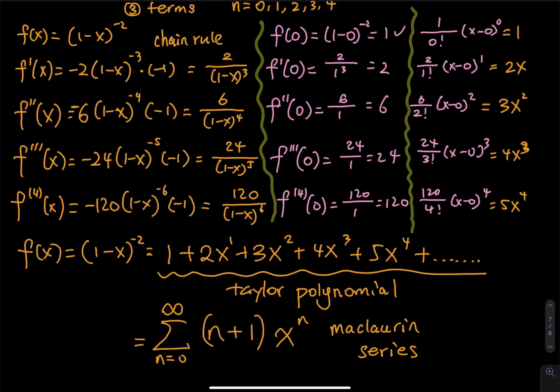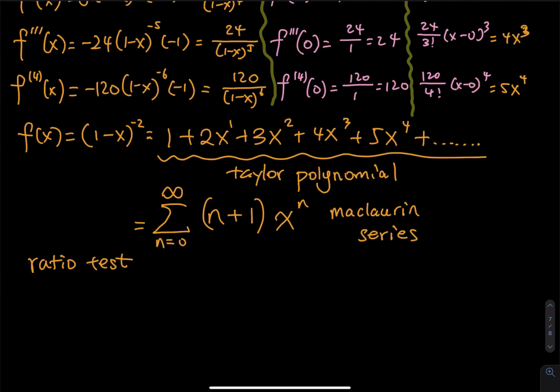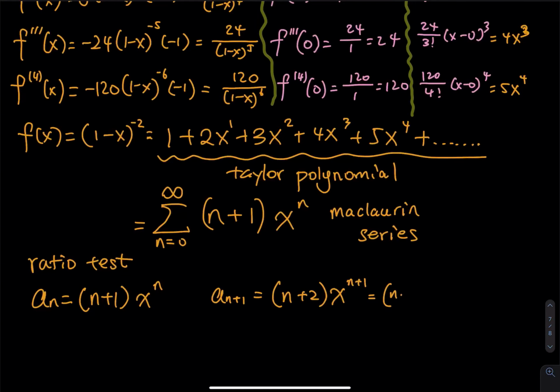The next thing that I would like to do is determine the radius of convergence. For the radius of convergence, I prefer to use the ratio test. For the ratio test, I have to compare the nth term and the next term, so the a_n, which is the entire body of the series, that is n plus 1 times x raised to the n, and then the a_(n+1), that is n plus 2, and then x raised to the n plus 1. And then I want to expand the power a little bit for simplification purposes: n plus 2, x raised to the n, and then x raised to the first.